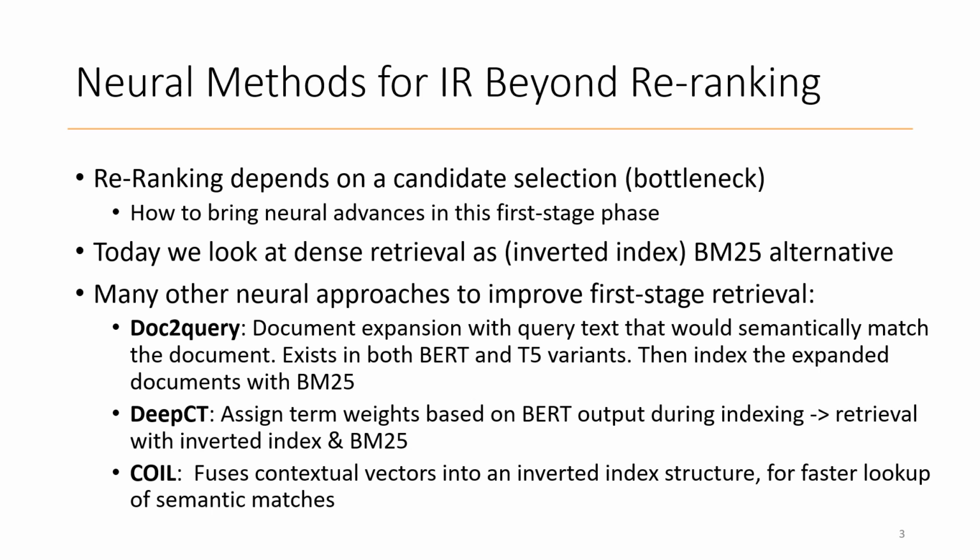Another option is DeepCT, which assigns term weights based on BERT output during indexing, and the retrieval is still done with an inverted index in BM25, but DeepCT basically changes the statistics of the words in the index. And then COIL, which is a recent approach that fuses contextual vectors into an inverted index structure, which gives us faster lookup of semantic matches.